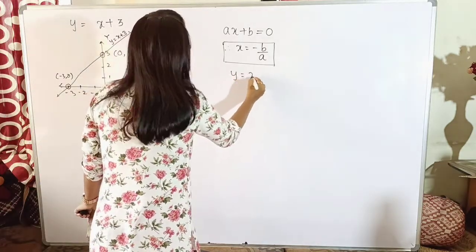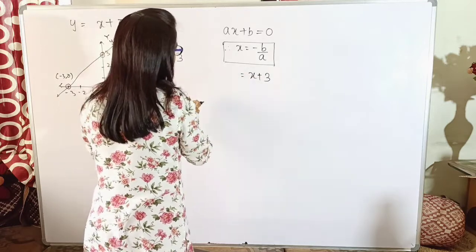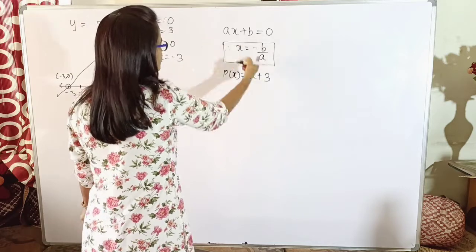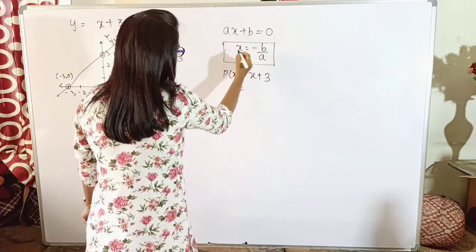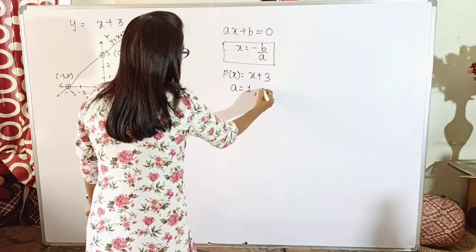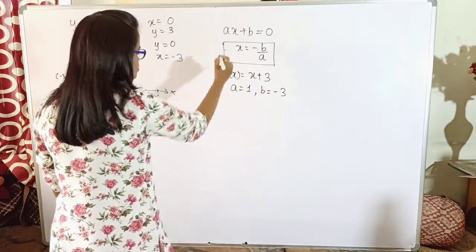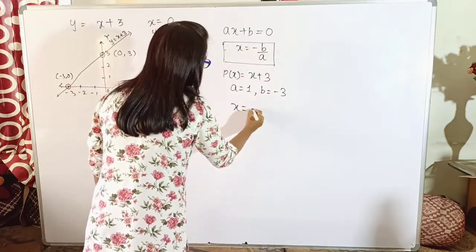y is equal to x plus 3. Here y is nothing but your p of x. Okay, so you can write it as p of x also. So p of x is equal to x plus 3. If you compare it with the standard form, what is the value of a? The coefficient of x, that is 1. Whereas what is the value of b? The constant term, that is 3. So what will be the zero of that polynomial? It will be minus b by a.